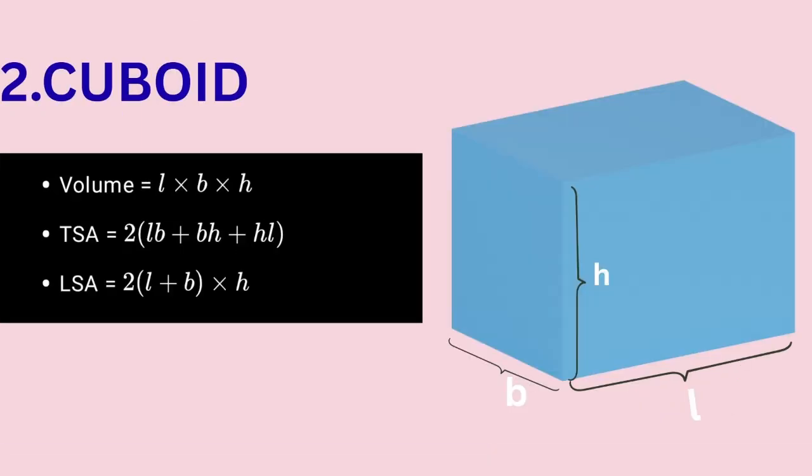Then we have cuboid. So here volume is equal to length into breadth into height. And the total surface area is given by 2 (length into breadth plus breadth into height plus height into length). And the lateral surface area is given by 2 (length plus breadth) into height.